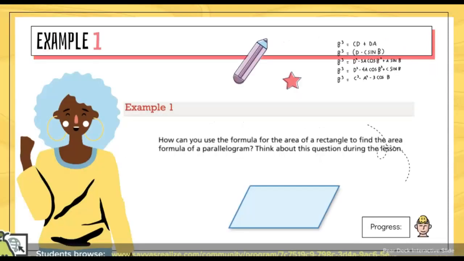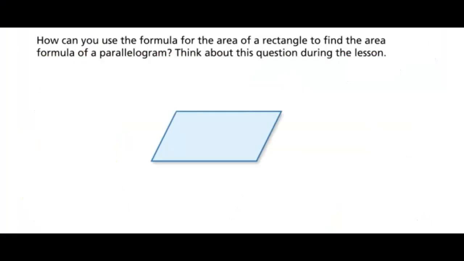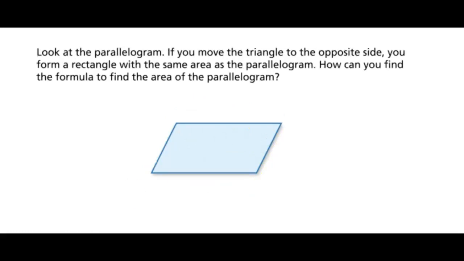Alright, so working on example number 1, how can you use the formula of an area of a rectangle to find the formula of a parallelogram? So let's think about that idea in this lesson. Again, just to repeat, how can you use the formula for the area of a rectangle to find the area of a parallelogram? So look at a parallelogram. If you move the triangle to the opposite side, right? So it was here.